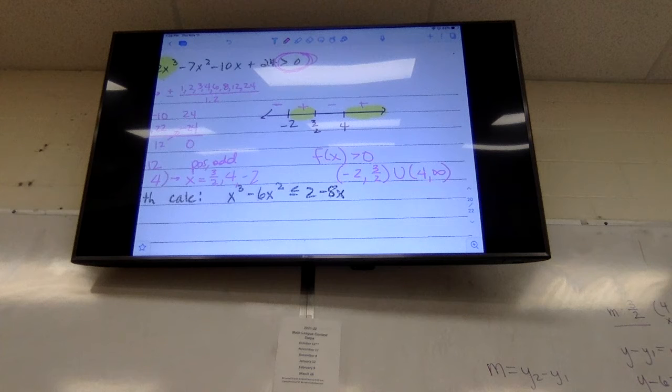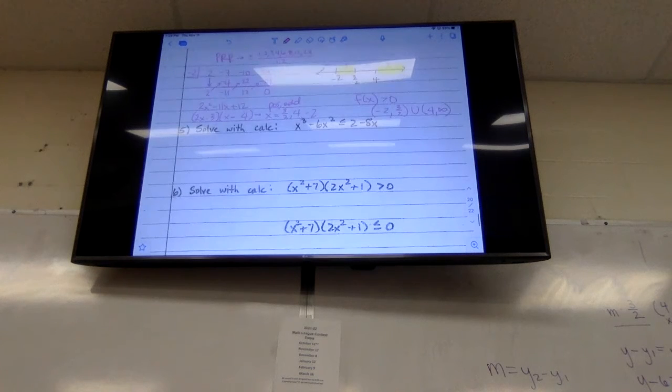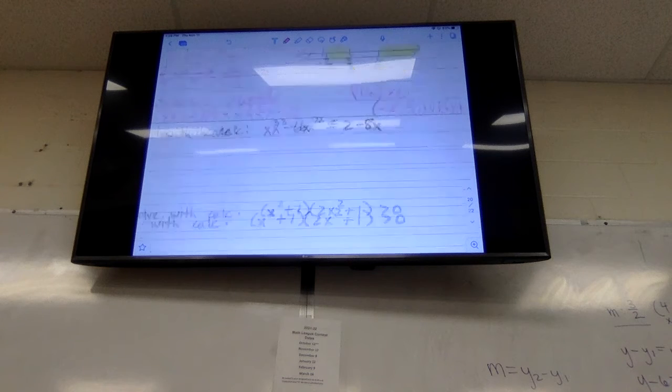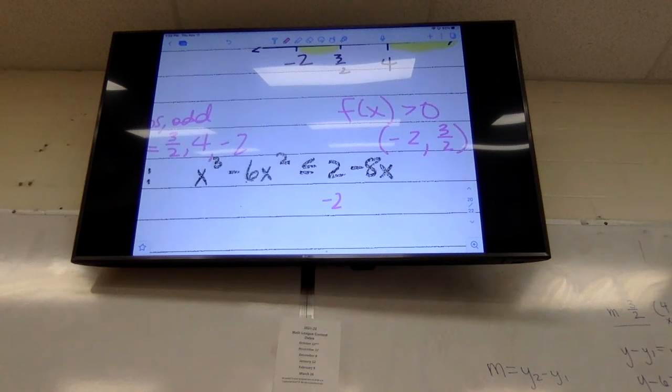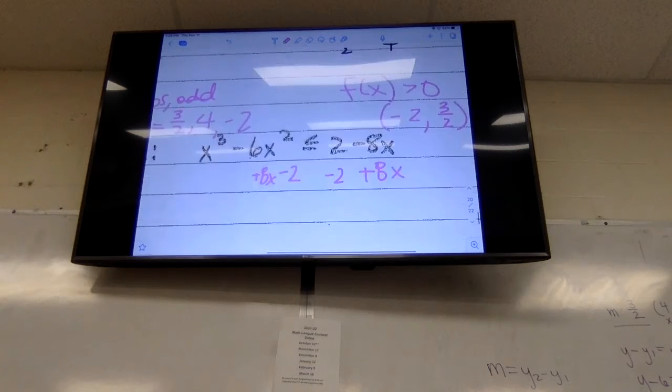Awesome. All right, we got a couple calculator problems. Ready? Do it. Calculator's out. Before we graph number 5, let's bring everything to one side and then we're going to graph that. So I'm going to minus 2 from both sides. I'm going to add 8x to both sides. So the equation I am going to write in my calculator is x to the third minus 6x squared plus 8x minus 2. That's it. You're not going to put any greater than, less than, equal to anything in the calculator. Just going to graph that.